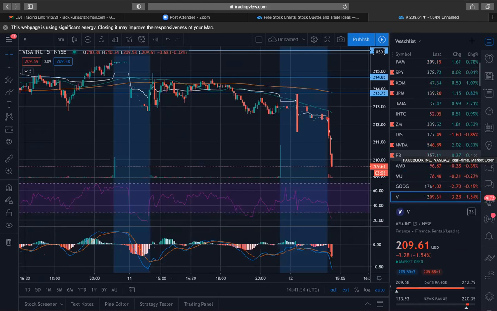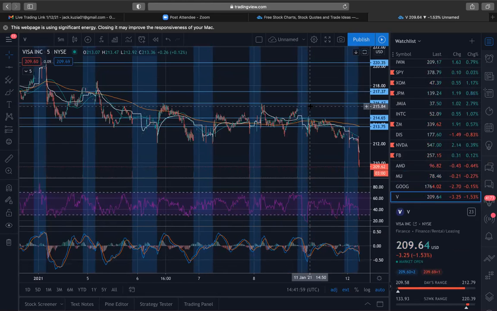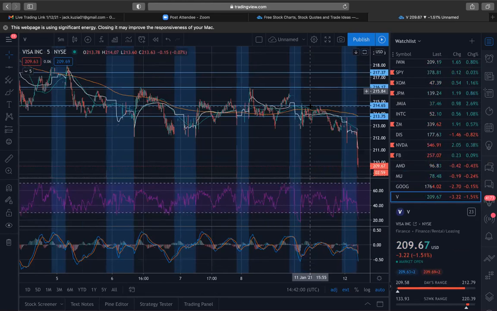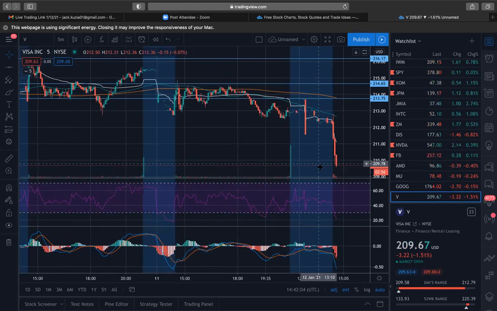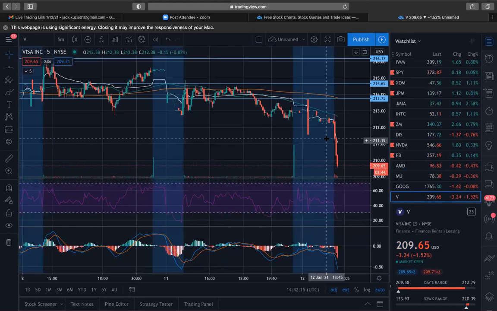Yeah, it looks like Visa will be a prime candidate. I haven't had my coffee yet today. Anyway, it looks like Visa is going to be a prime candidate for the VWAP strategy as well. Big push downwards. We'll wait for it to come back and test VWAP, and then we'll short it.